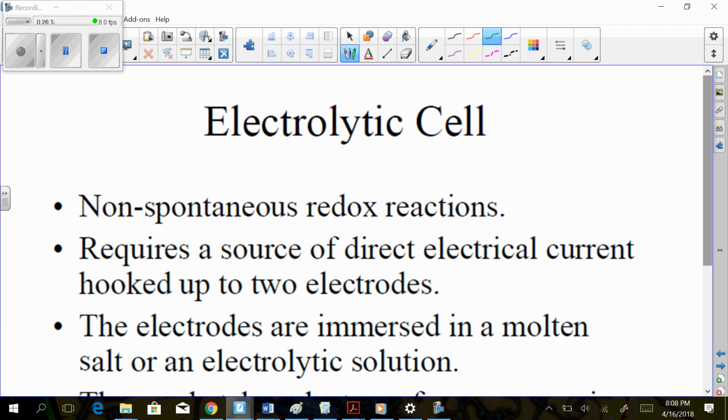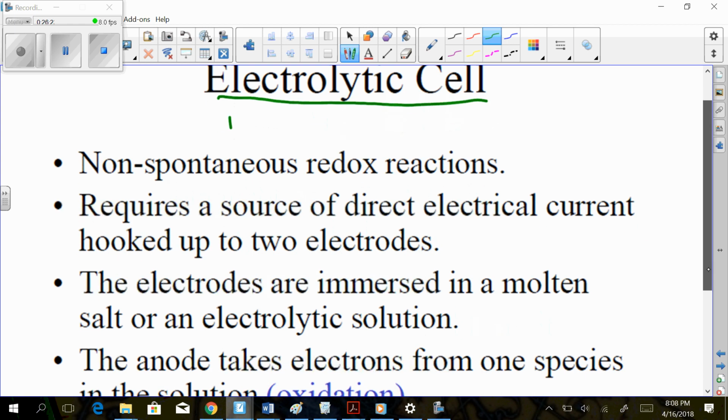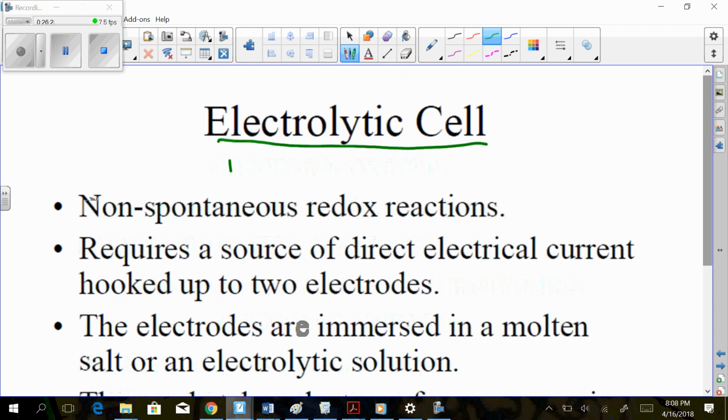Okay, let's look at electrolytic cells. Electrolytic cells are non-spontaneous, also known as non-thermodynamically favored.